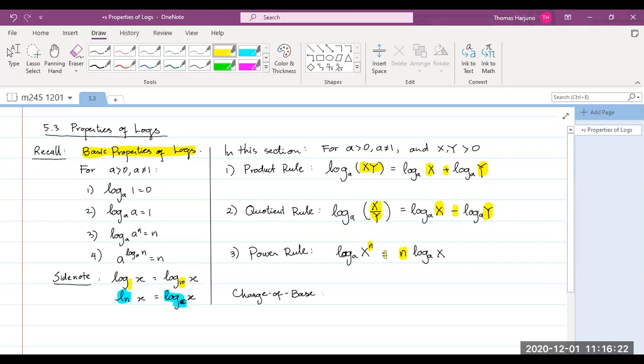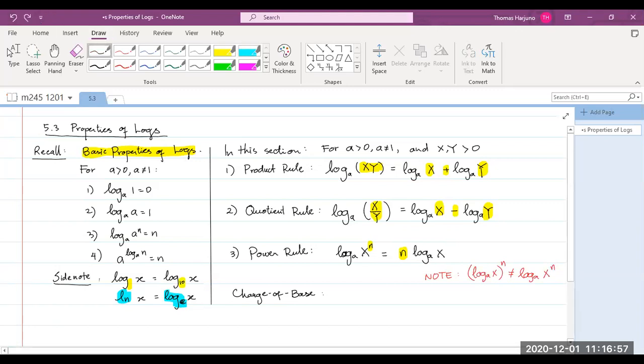Now keep in mind that we are not talking about this case, log base A of x, to the n. This is not the same as log base A of x to the n. The exponent n in the first one is the exponent for the whole log, while the exponent n for the second one is only for the argument, only for this x.